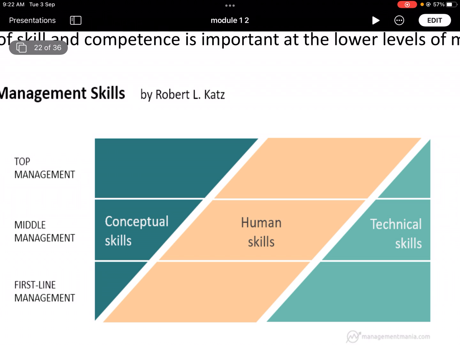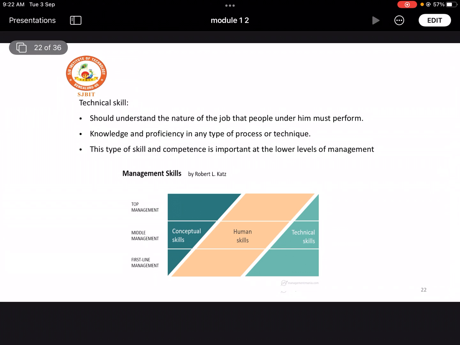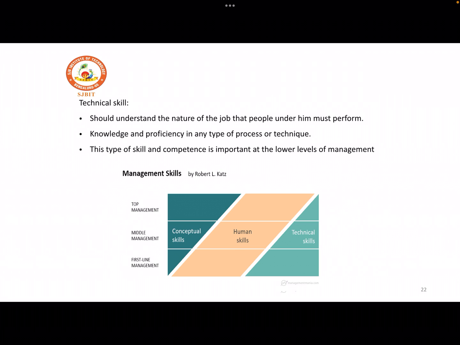If you come to first line management, bottom level management, conceptual skills are required, but a very, very small percentage. More than that, human skills, but more technical skills, because they are the people working in the industry, first line management.